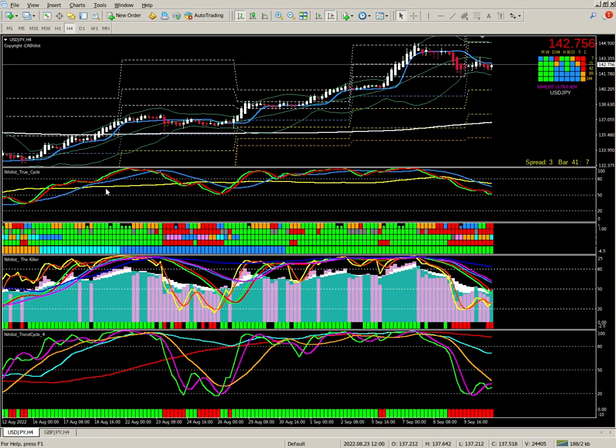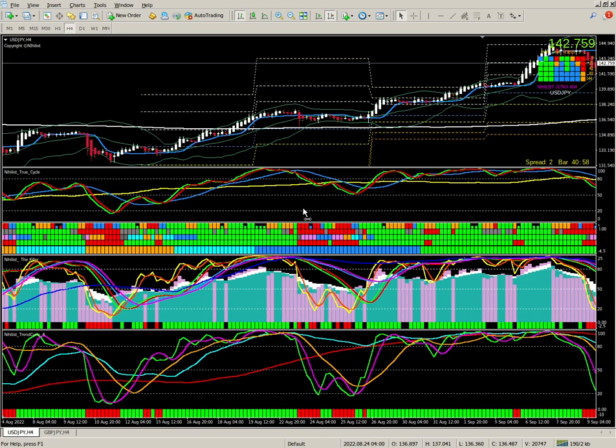Indicator specification. 1. Nihilist True Cycle, NTC. It plays a vital role in the template. There are 4 lines in this indicator: lime, red, blue, and yellow. The lime line crossing over the red is the mandatory criterion for long trade entry. Vice versa for short trades.